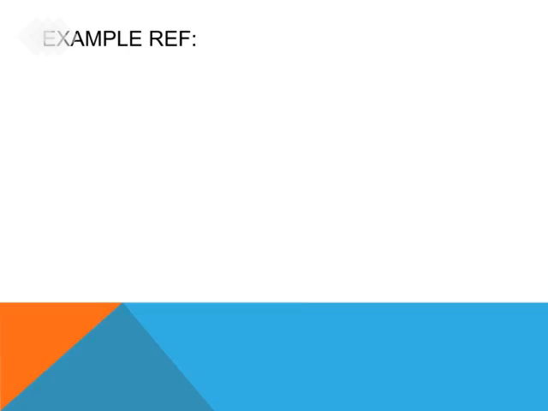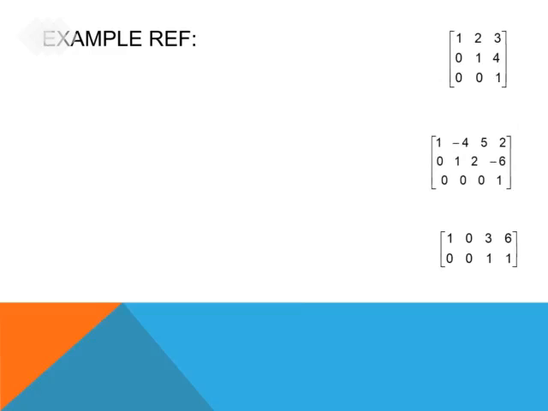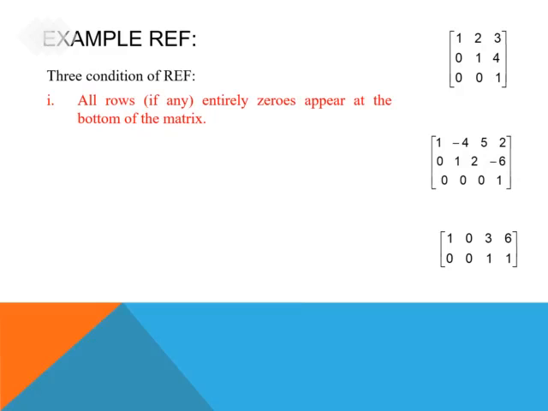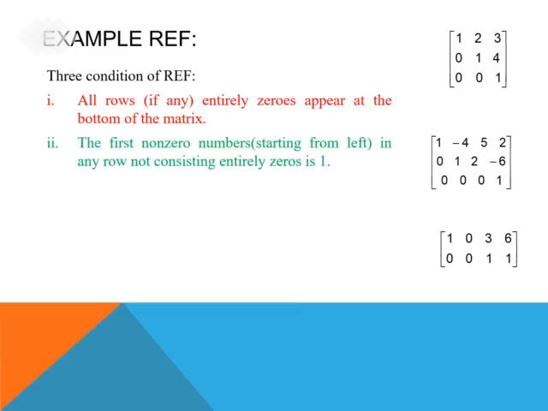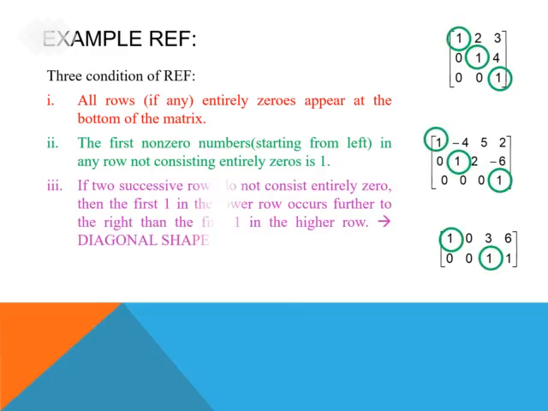Okay, now we move to an example for REF. This is the matrix and 3 conditions. The first one, we don't have that one, so proceed. Number 2, the leading one must be from left, sorry. And number 3 is diagonal. As you can see for REF, it doesn't have condition number 4.